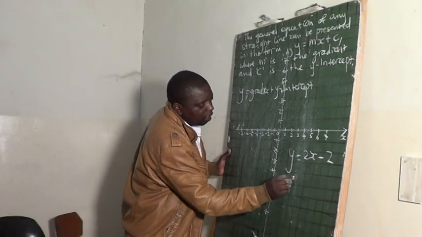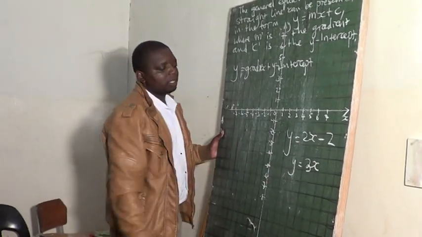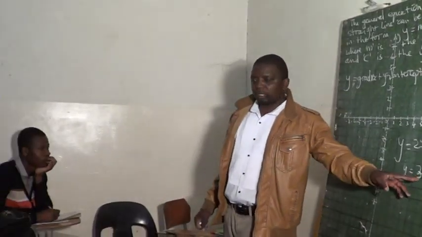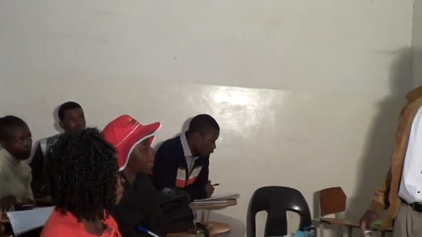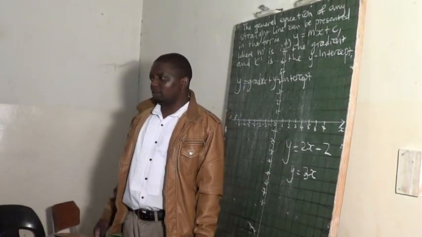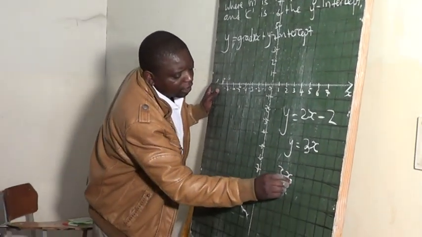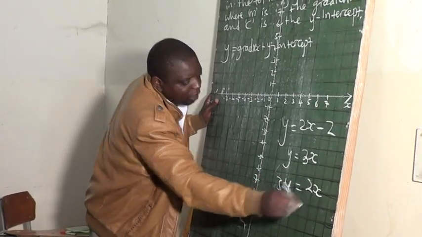What is the gradient and the y-intercept in y is equal to 3x? Gradient is 3, and the y-intercept, when there is nothing there, it means the y-intercept is 0.